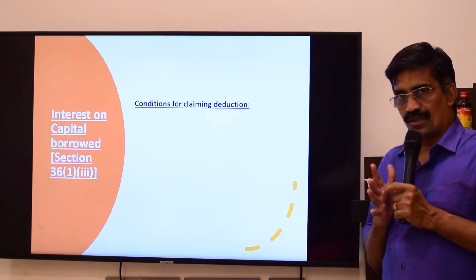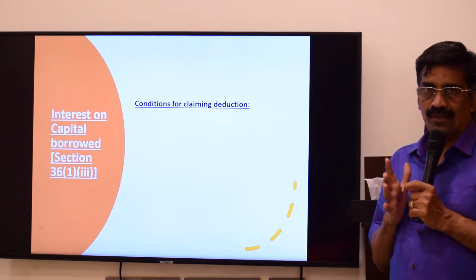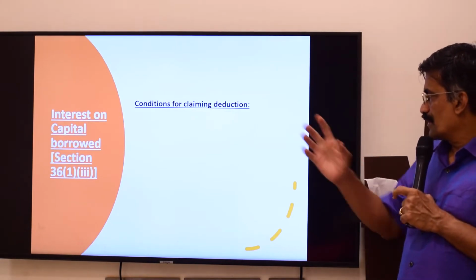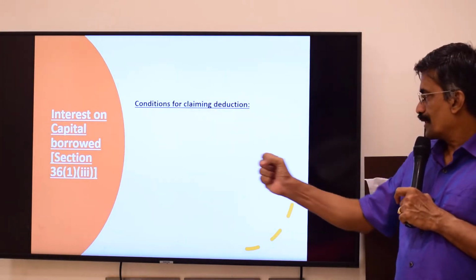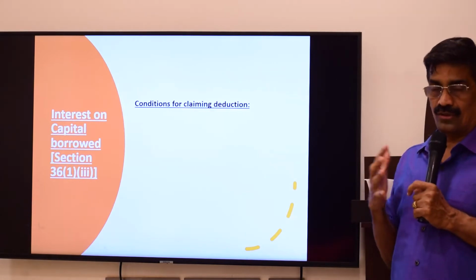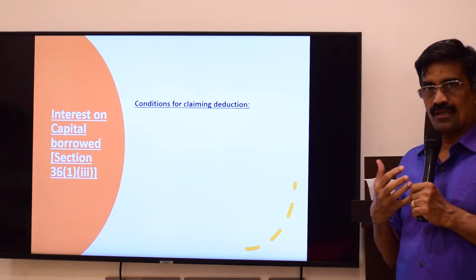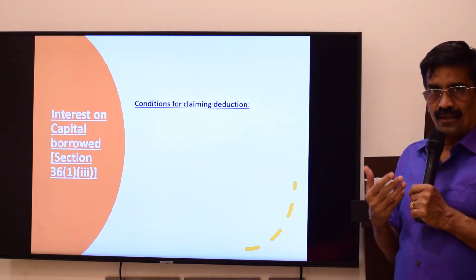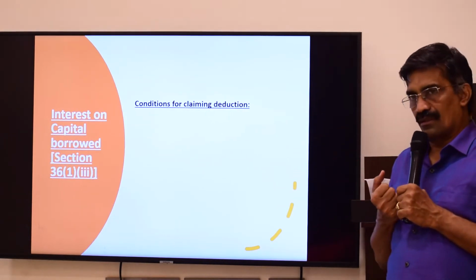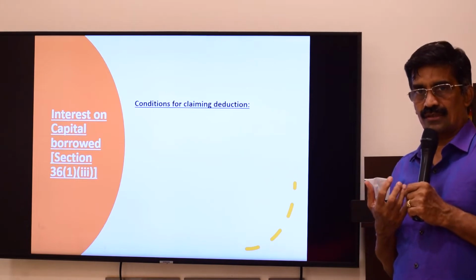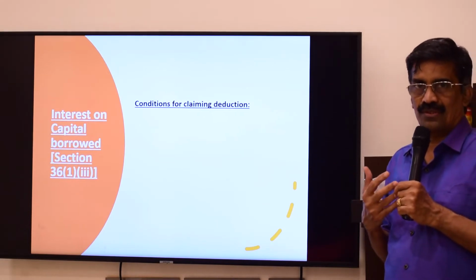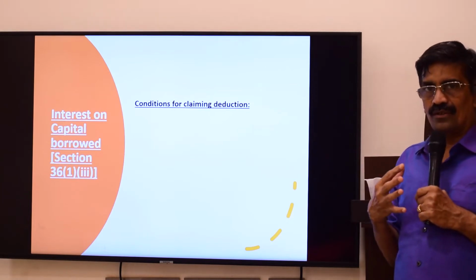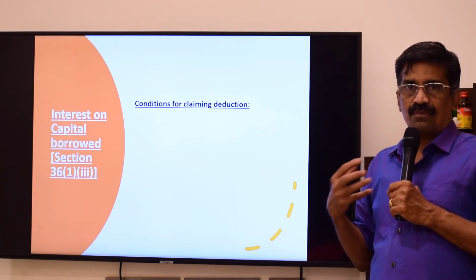A very important section, 36(1)(3). Now what is section 36(1)(3)? It basically deals with interest on capital borrowed. As you can find, this interest on capital borrowed is allowed as reduction in house property under section 24B, under business under 36(1)(3), and for income from other sources it's available again under section 57. So each head of income except salaries allows the reduction for the interest on capital borrowed.